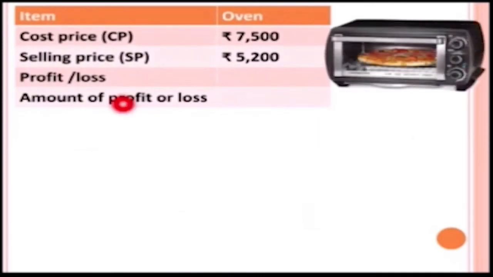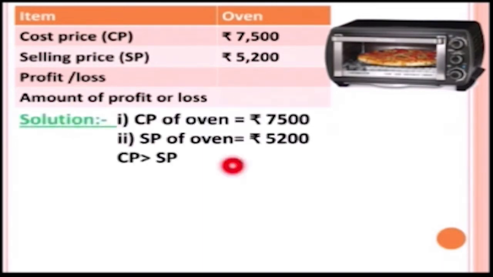Next question. Another item is given, oven. The cost price of the oven is rupees 7500 and the selling price of the oven is rupees 5200. So we have to find out the profit or loss. Dear students, according to the question, we can clearly see here that the cost price of the oven is greater than the selling price of the oven, right? So here CP is greater than SP. So in that condition there is a loss.